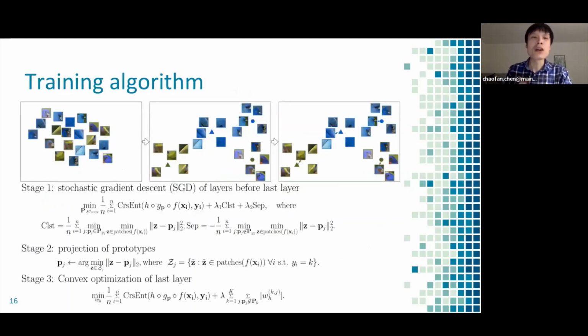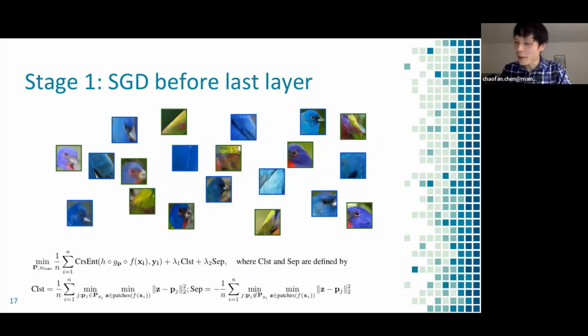And now I'll move on to talk about how we train our model. So the training of ProtoPNet basically proceeds in 3 stages, and I will talk about each stage in detail. And let's start with the first stage. So in the first stage, what we do is that we optimize the network for accuracy, which is the cross entropy loss. That's the standard loss we use to optimize classification accuracy. But we also have 2 special regularization terms, which we call the cluster cost and the separation cost, that are shown at the bottom of the slide.